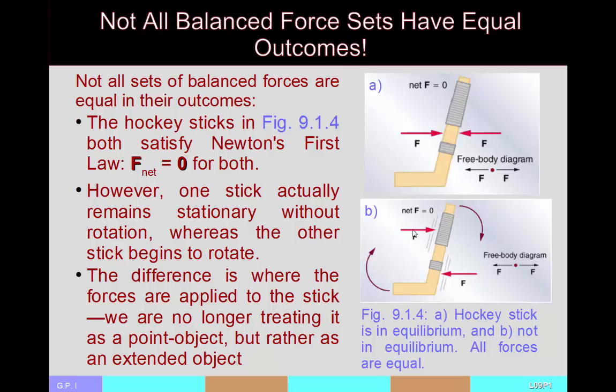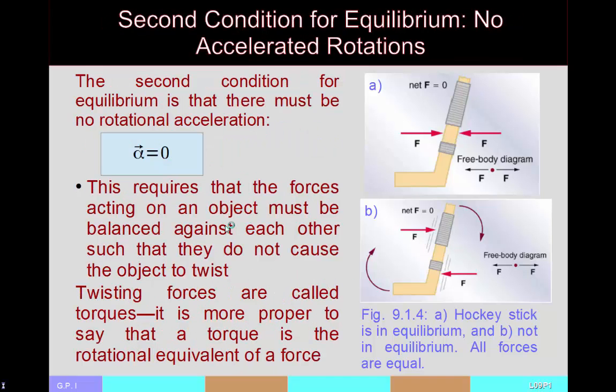However, in the second case, these two forces are not applied on the same axis. So even though the free body diagram looks the same for both of these, in this case, the forces are applied at two different axes, and the stick is going to start a clockwise spinning. So we can no longer treat this hockey stick as a simple point object if we're trying to create the condition of static equilibrium. Instead, we have to start paying attention to where the forces are being applied.